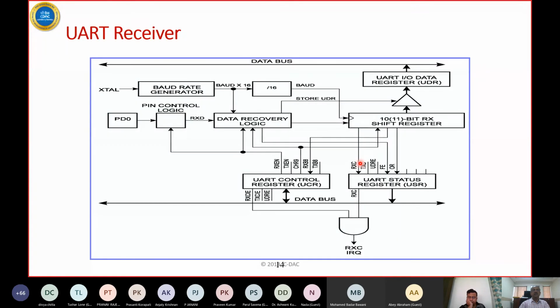A reverse of this happens at the receiver. The receiver, this is the pin through which the data comes in bit by bit. There is a data recovery logic. I will explain that in the next slide. And then the data comes into the shift register. When the entire 8 bits have appeared, the data is copied into the UART data register.